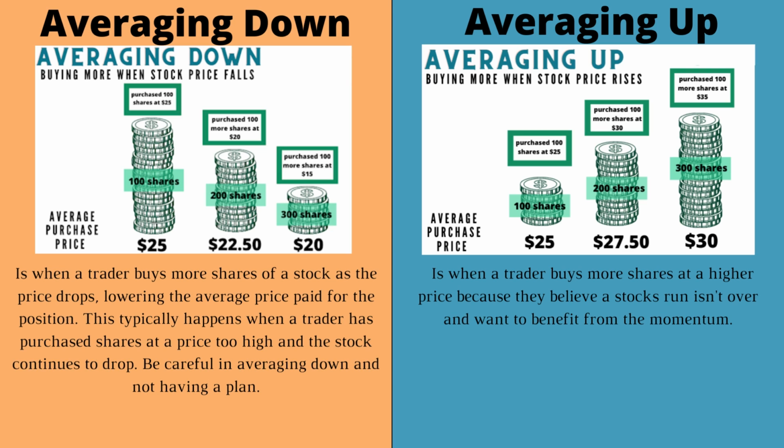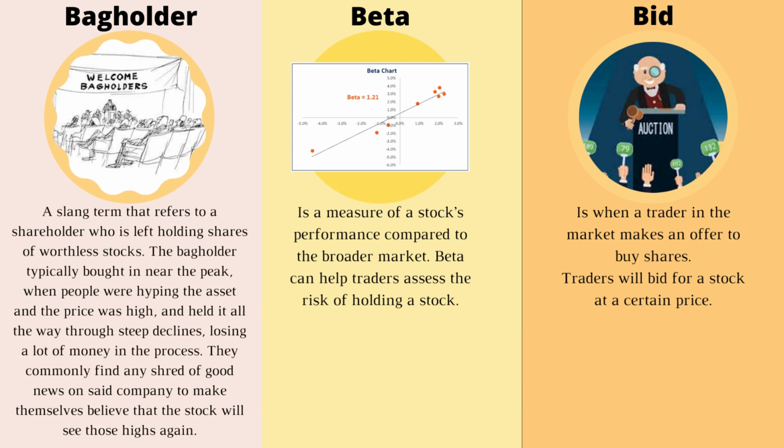Averaging up is when a trader buys more shares at a higher price because they believe a stock's run isn't over and want to benefit from the momentum.